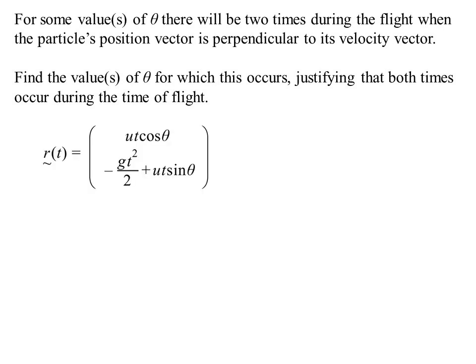There's the displacement one they gave me, so I can work out the velocity one. I just differentiate each component. So I've got u cos θ and -gt + u sin θ.